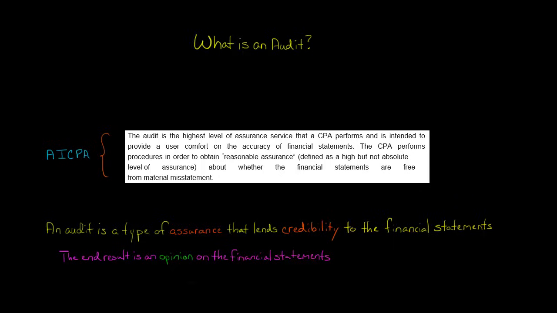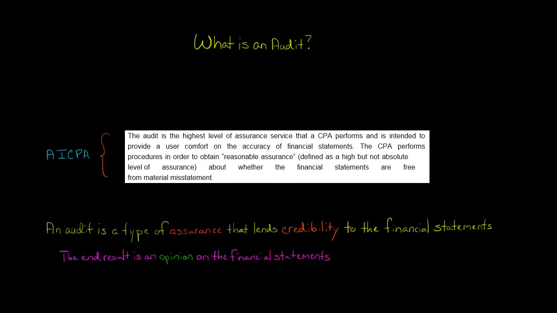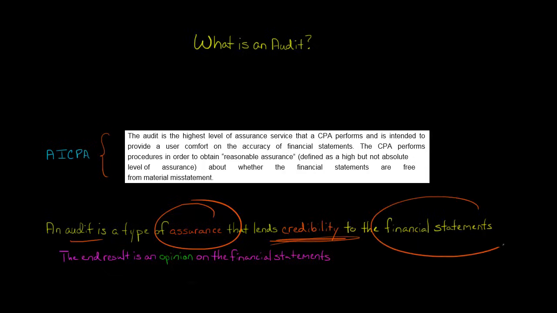If you've looked at a lot of financial statements, you've probably come across the word audit at some point, and you might be wondering, what is an audit? So here's some information from the AICPA, but let me break that down in simpler terms for you. An audit is just a type of assurance service that lends credibility to the financial statements.